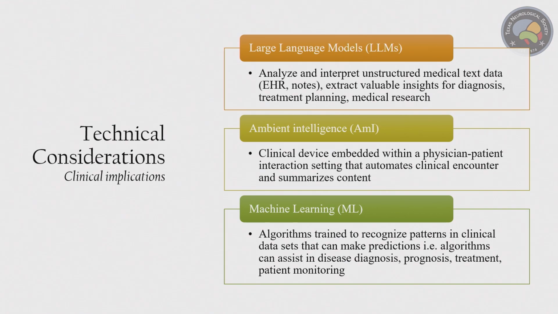So, what are the clinical implications of these models right now? Large language models currently are used to analyze and interpret unstructured medical text data, such as electronic health records, notes, to extract valuable insights for diagnosis, treatment planning, and medical research. Ambient intelligence, these are clinical devices that are embedded within a physician-patient interaction setting. It automates the clinical encounter and summarizes content. Machine learning is currently being used via algorithms that are being trained to recognize patterns in clinical data sets to make predictions, algorithms which can assess disease diagnosis, prognosis, treatment, and even patient monitoring.